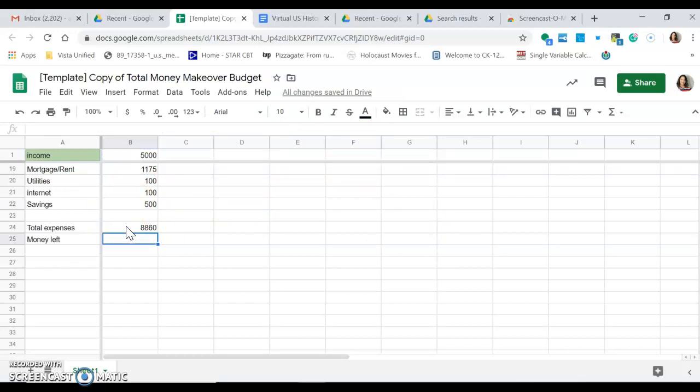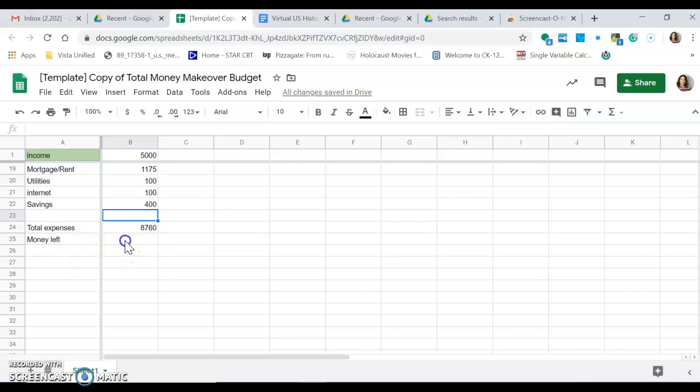The nice thing about this is that I can go back here and say, you know what, I don't feel like spending $500 a month in savings. I want to spend $400. And see how it changes my total expenses. It adds it up, it changes it, and the total is correct now.